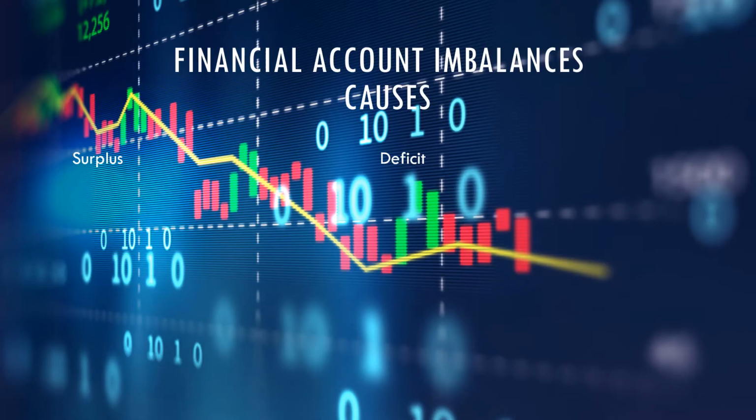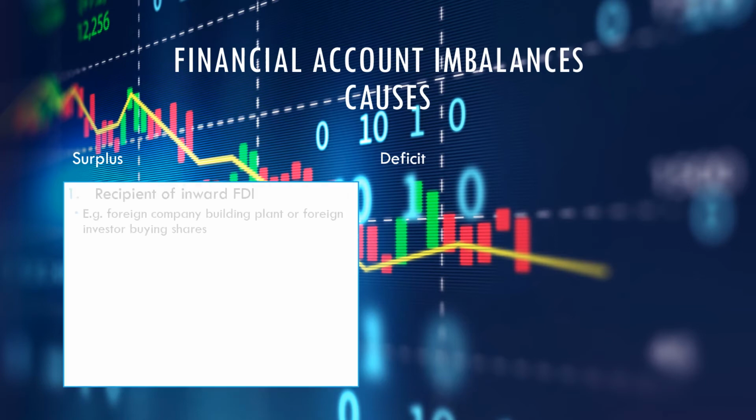So let's talk about these financial account imbalances now. What might be the causes of a surplus or a deficit on the financial account? Well, if we have a surplus on the financial account, one reason might be that the country as a recipient receives inward FDI. So the FDI in is greater than the FDI out. For example, foreign companies are building factories, plants, manufacturing equipment in that country, or foreign investors are buying shares in that country. This is causing money, foreign currency, to flow into our country.